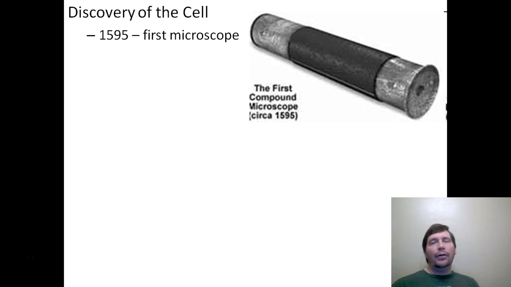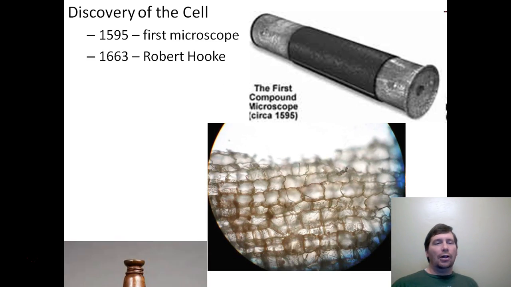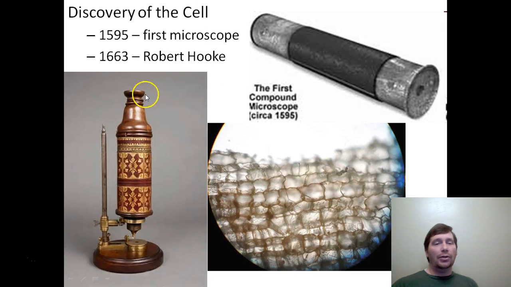Well, even after we invented the microscope, it was a while before we found a cell. The first person to discover cells was an Englishman by the name of Robert Hooke, and he saw the first cells in 1663. These are his cells. This is his microscope right here.